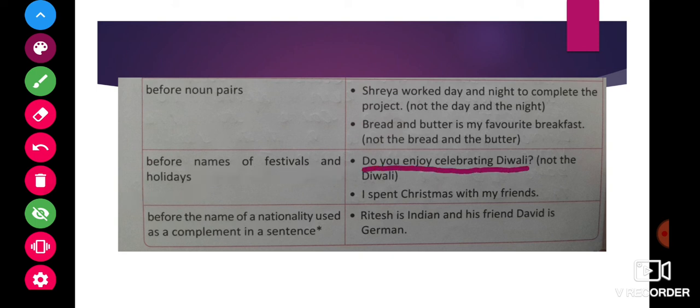Before names of festivals and holidays. Do you enjoy celebrating Diwali? We do not write the Diwali. I spend Christmas with my friends. We do not write the Christmas. We don't use articles before the names of the festivals.